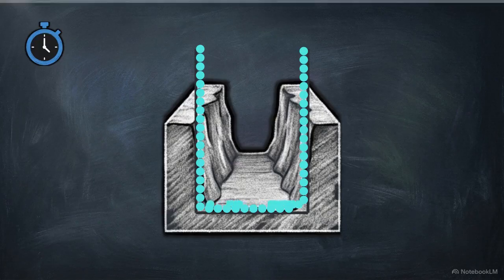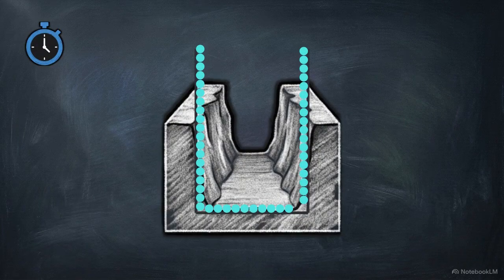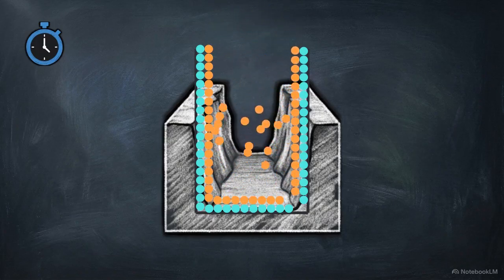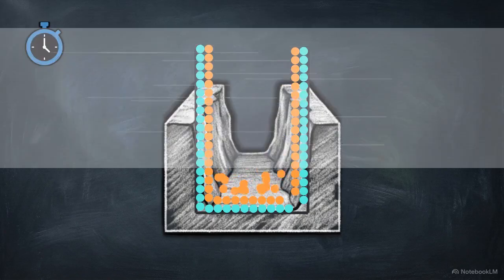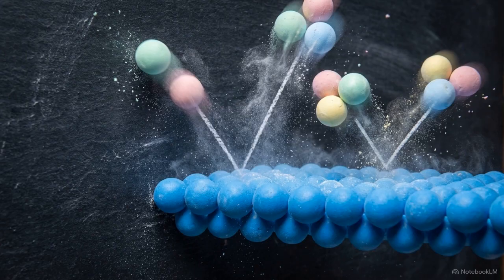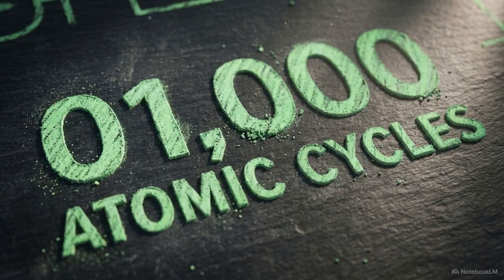After pulsing precursor A to form a saturated monolayer, a purge removes the loose particles. Then precursor B floods in, reacting exclusively with the precursor A layer, followed by a final purge. Because the surface reaction stops itself once the layer is complete, the duration of the gas flow no longer dictates the film's thickness. The exact number of chronological pulses guarantees absolute atomic scale precision.